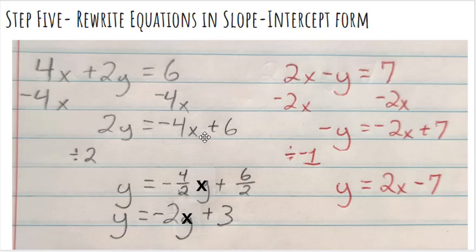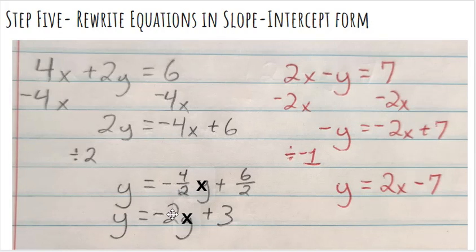Okay, so that's what I did here. 2 divided by 2 is 1y. Negative 4 divided by 2, I went ahead and wrote it so you could see it. 6 divided by 2 is just that, 6 divided by 2. And then I went ahead and took the extra step of showing you these fractions before I simplified.